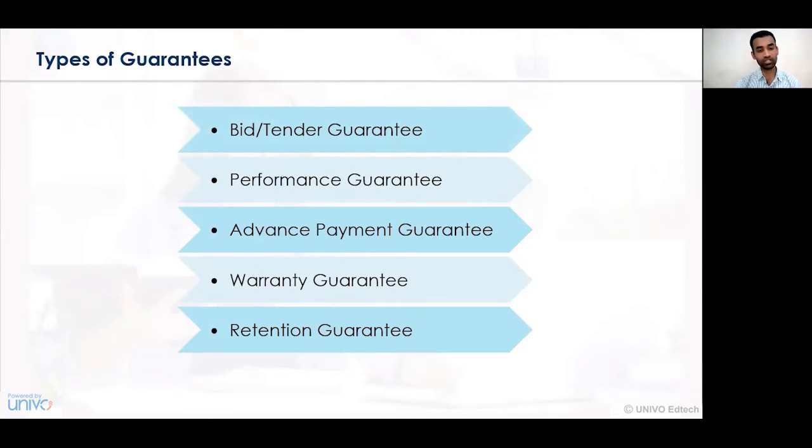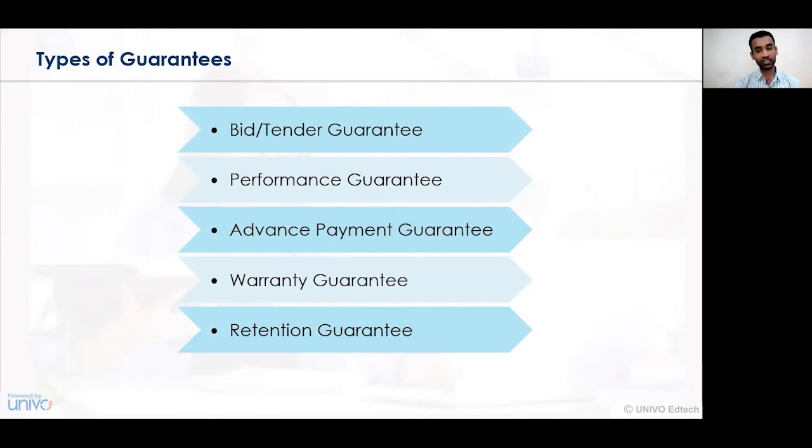The performance guarantee. A performance guarantee is one wherein the performance of a particular person, that is the behavior or conduct, is guaranteed, and a good conduct or behavior undertaking is provided by one person to another. In case of a performance guarantee, the third party gives an assurance that the party on whom the guarantee contract is signed will perform his promises, and all the terms and conditions of the contract will be fulfilled. Such a guarantee contract is called a performance guarantee.